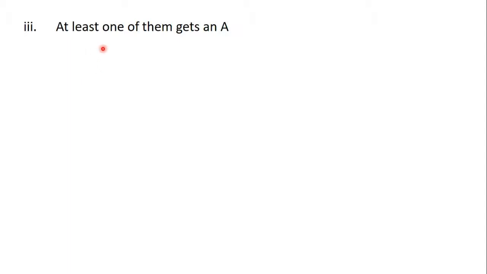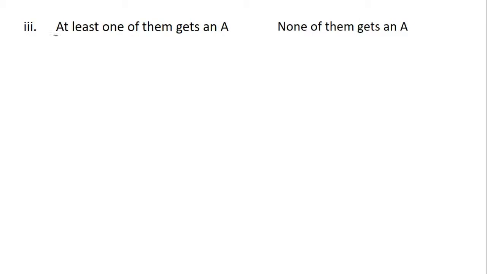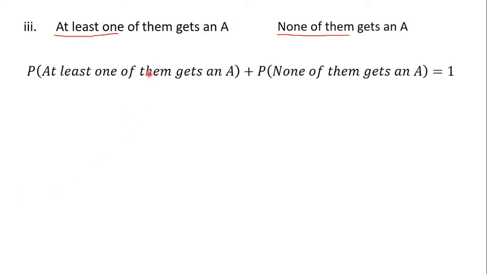them gets an A. We have found the probability that none of them gets an A. In the previous example that we solved, we learned that the statement "at least one of them" is opposite to the statement "none of them." And when you have two statements like that, then the probability of the first statement plus the probability of the second statement is equal to 1. So the probability that at least one of them gets an A plus the probability that none of them gets an A is equal to 1.